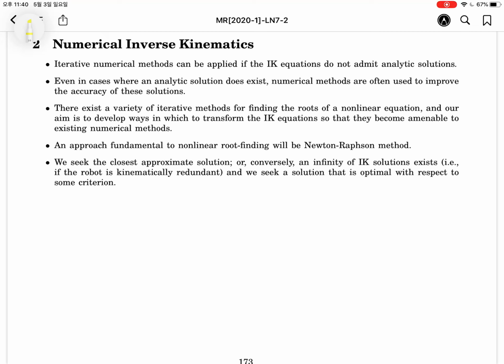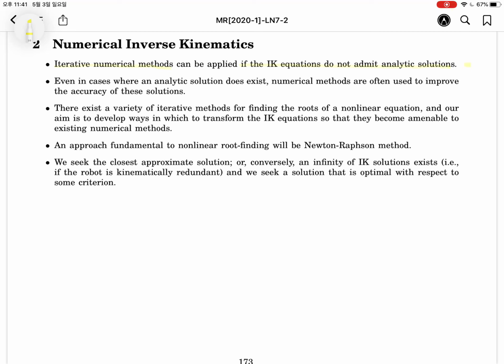In the previous lecture, we talked about analytic inverse kinematics. Compared to the previous lecture, we will talk about the numerical inverse kinematics (IK) problems. An iterative numerical method can be applied if the IK equations do not admit an analytic solution.